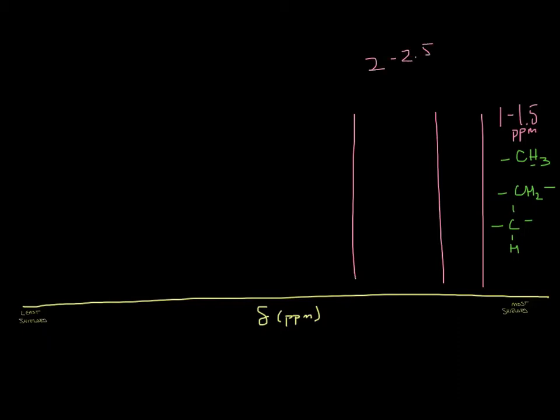We would have a CH right next to an alkene. So not a hydrogen on an alkene, but a CH next to an alkene. We would have a CH next to a carbonyl, or a CH next to a benzene ring.